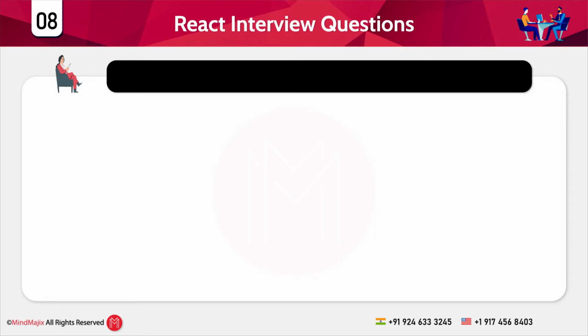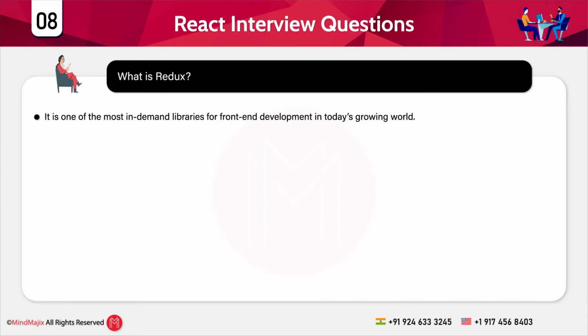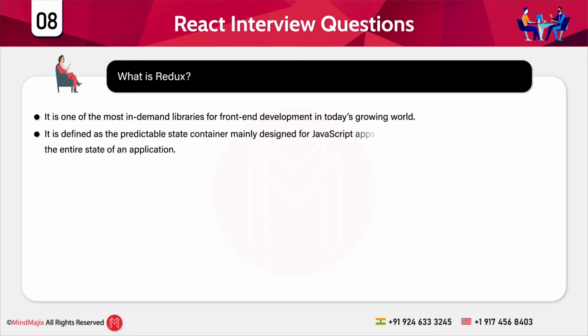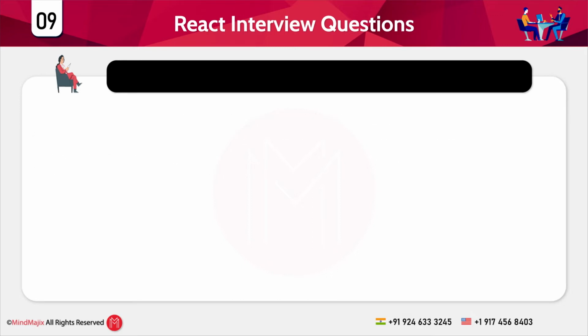The next very important question over here is, what is Redux? Redux is one of the most in-demand libraries for front-end development in today's growing world. It is defined as a predictable state container mainly designed for JavaScript apps, and it is also used for managing the entire state of an application. Redux is very small in size and has no dependencies. It builds applications that are easy to deploy in different environments and easy to test. So guys, let's move ahead to the next question.